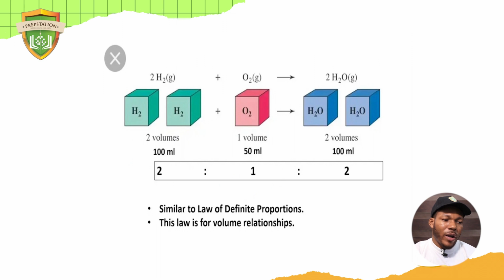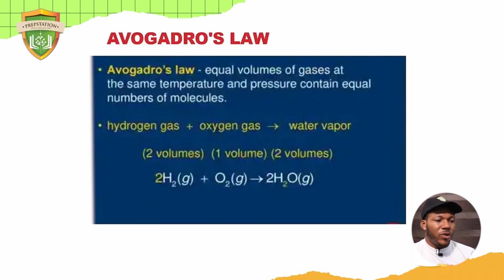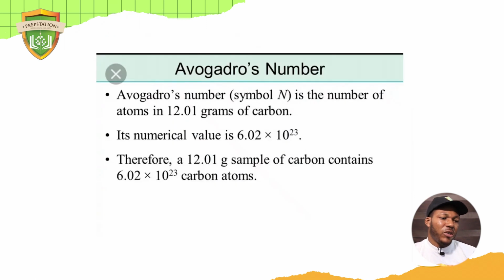Now, this is another example regarding water, all right? So the slide will explain more. Look at it very well and you will understand the concept better. The next one is Avogadro's law. Equal volumes of gases at the same temperature and pressure contain equal numbers of molecules. This one has to do with moles. Don't forget, Avogadro has to do with moles, while Gay-Lussac has to do with volume, but they are one and the same thing. There's no real difference between the two of them.